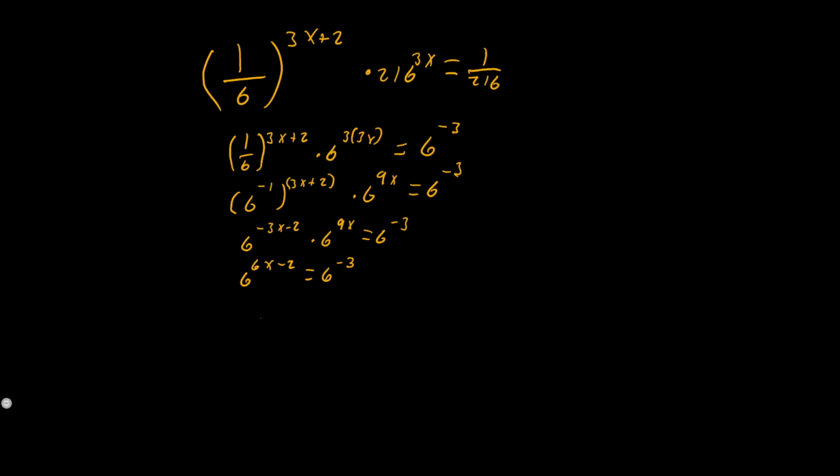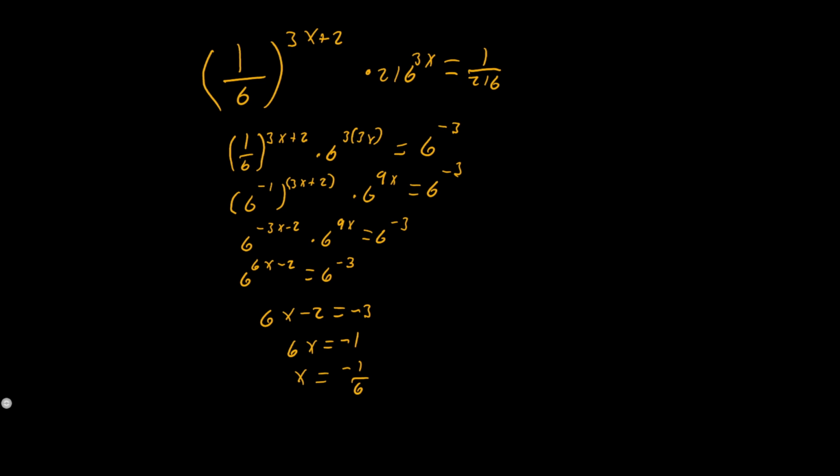So we can go ahead and solve 6x minus 2 equal to negative 3, because we have the same base, 6, raised to something on both sides. So we just solve 6x minus 2 is equal to negative 3. We add 2 to both sides and get negative 1, and we get that x is equal to negative 1 over 6.